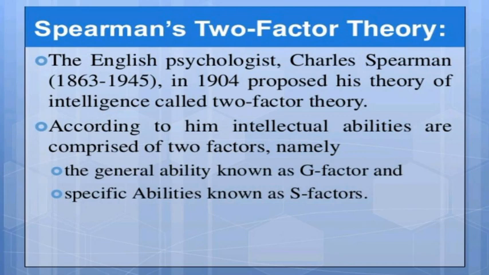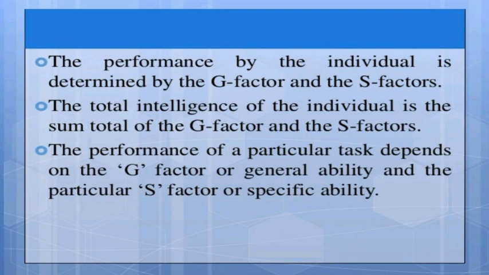According to him, intellectual ability is comprised of two factors, the general ability known as G factor and the specific abilities known as S factor. The performance by the individual is determined by the G factor and the S factor. The total intelligence of the individual is the sum total of the G factor and the S factor. The performance of a particular task depends on the G factor or general ability and the particular S factor or specific ability.